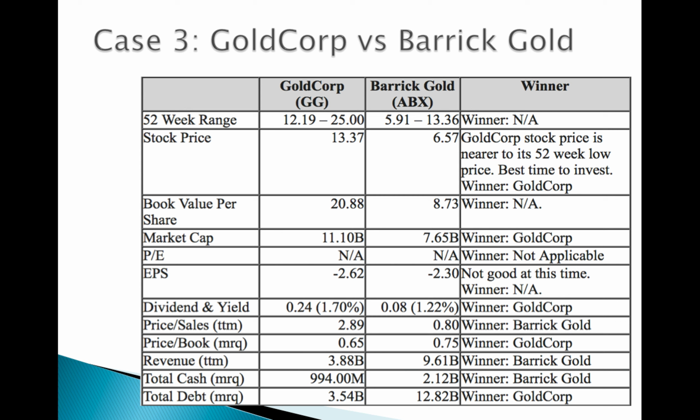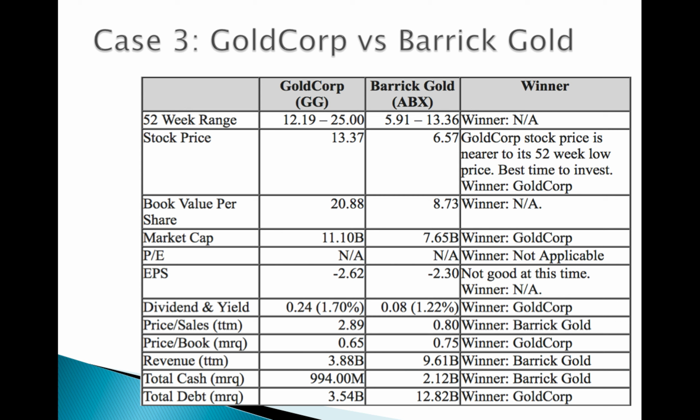Case 3, GoldCorp versus Barrick Gold. This is again a riskier investment than the other two cases. Let's get started. 52-week range, both look good. Winner not applicable because this is a good starting point. Stock price 13.37 for GoldCorp, Barrick Gold 6.57. Winner is GoldCorp.